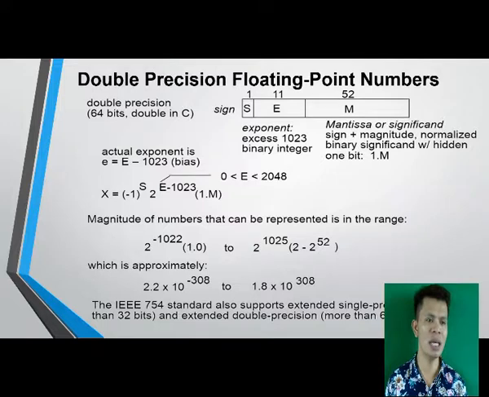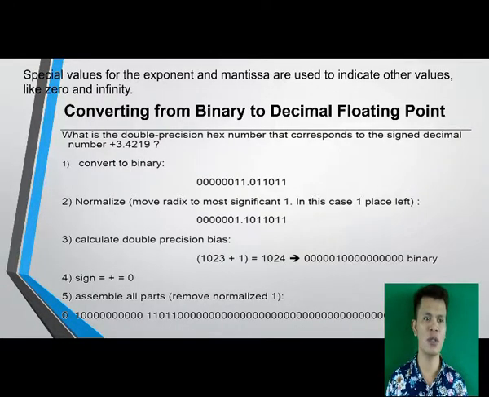The IEEE 754 standard also supports extended single precision of more than 32 bits and extended double precision of more than 64 bits. Special values for the exponent and mantissa are used to indicate other values like zero and infinity.